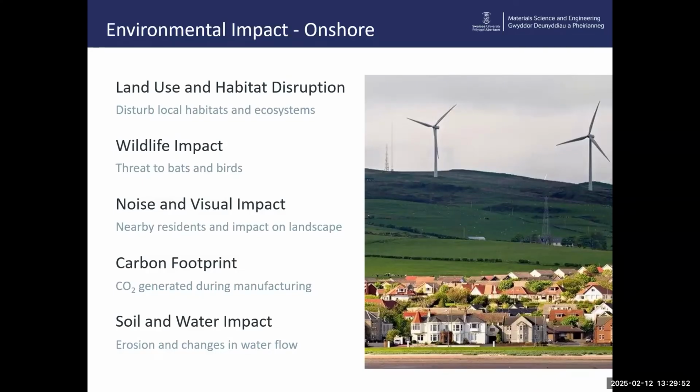detrimentally. Carbon footprint. Although wind power itself is emissions free, the manufacturing, transporting and installing the turbines produces some greenhouse gases. And over their lifetime, these are offset. Many of them offset these emissions many times over, but still they do have a footprint associated with the manufacturing process. And soil and water impact. The construction and maintenance can lead to soil erosion and changes in water flow, potentially affecting agriculture and local water supplies.